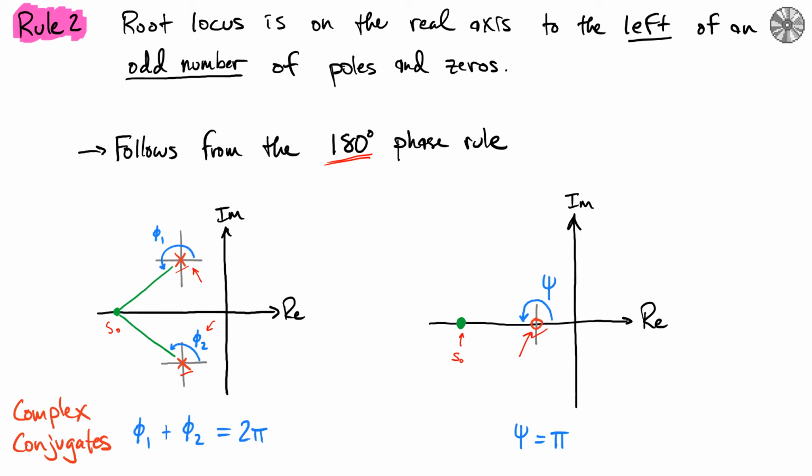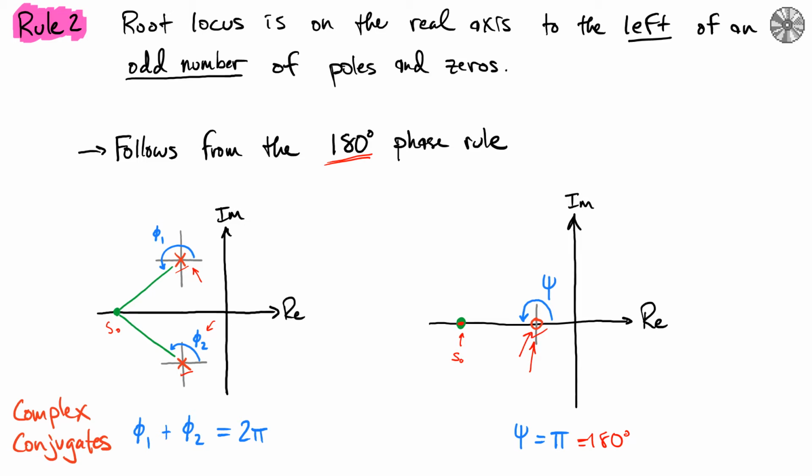So if a zero or a pole, so this element right here could be a zero or a pole, you see that the angle that it needs to point to the left of it is exactly 180 degrees. So this is 180 degrees, and so that means that any real valued pole or zero automatically adds 180 to a test point that is to the left of it on the real axis.